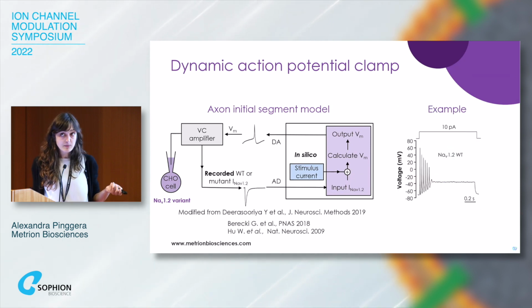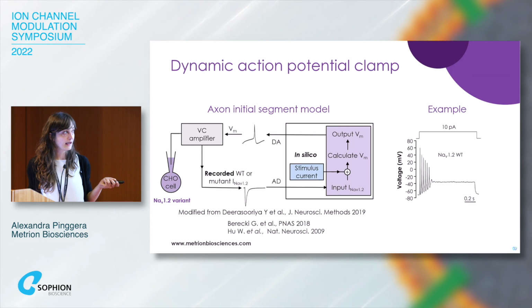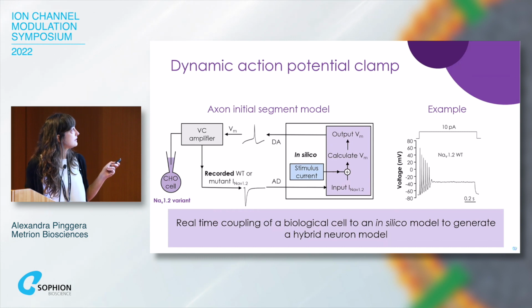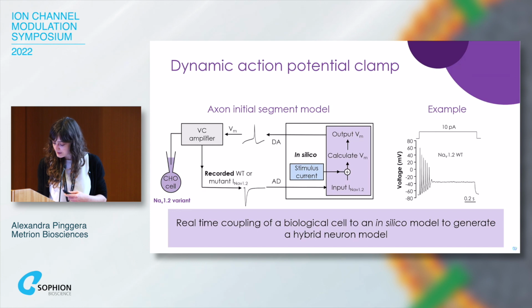And here is an example of an action potential train from a wild type NaV1.2 upon 10 picoampere in silico current injection. But in simple terms, what we are trying to do is to couple a recombinant cell to an in silico neuronal model to create a hybrid neuron. And now I would like to show you a few examples.